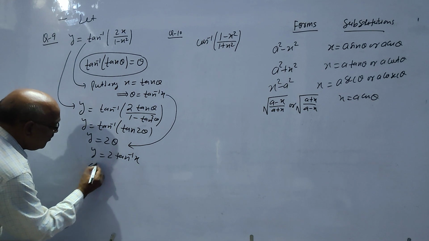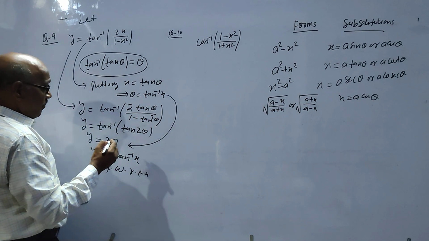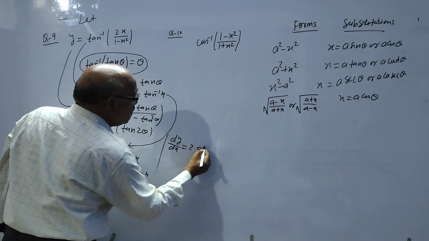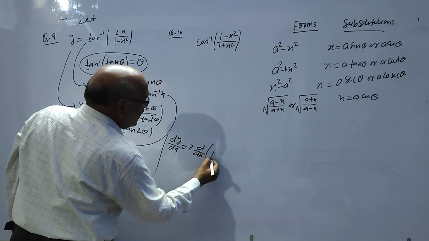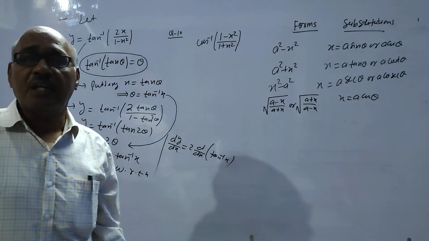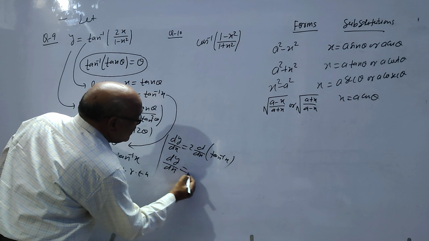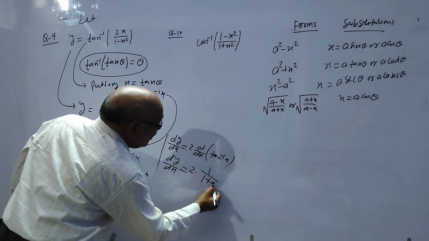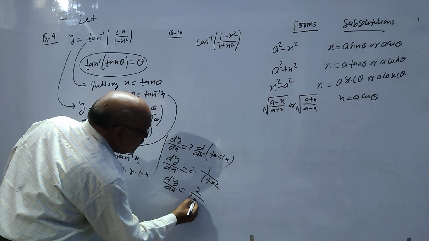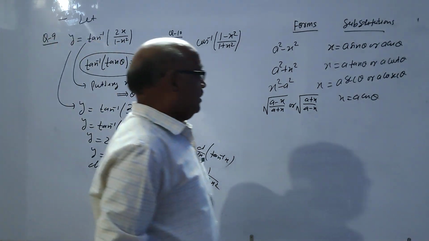Now differentiating with respect to x, what we have? dy over dx, that is 2 times of d over dx of tan inverse x. You know differentiation of tan inverse x is 1 upon 1 plus x square, and therefore dy over dx is equal to 2 into 1 upon 1 plus x square. So finally dy over dx is 2 upon 1 plus x square, and this will be the required result.